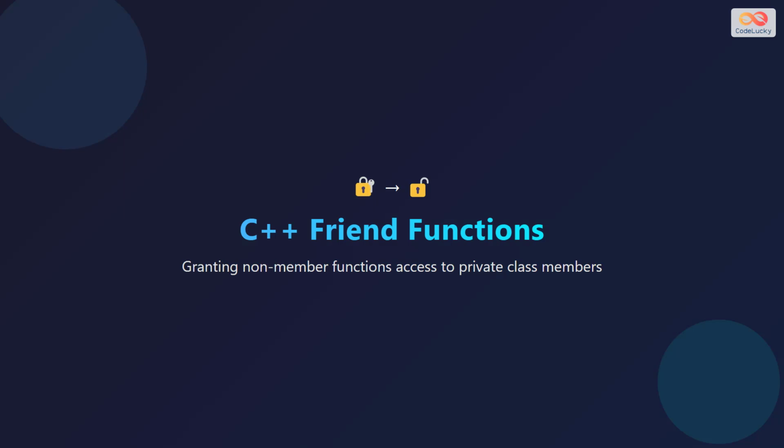In this video, let's explore the concept of friend functions in C++ programming. Friend functions provide a mechanism to grant non-member functions access to the private and protected members of a class. This can be useful in certain situations where you need to bypass the normal encapsulation rules of a class. It's like giving a special key to a function, allowing it to unlock and use the private parts of a class. We'll dive into what friend functions are, how they work, and when to use them so you can add this powerful tool to your C++ skills.